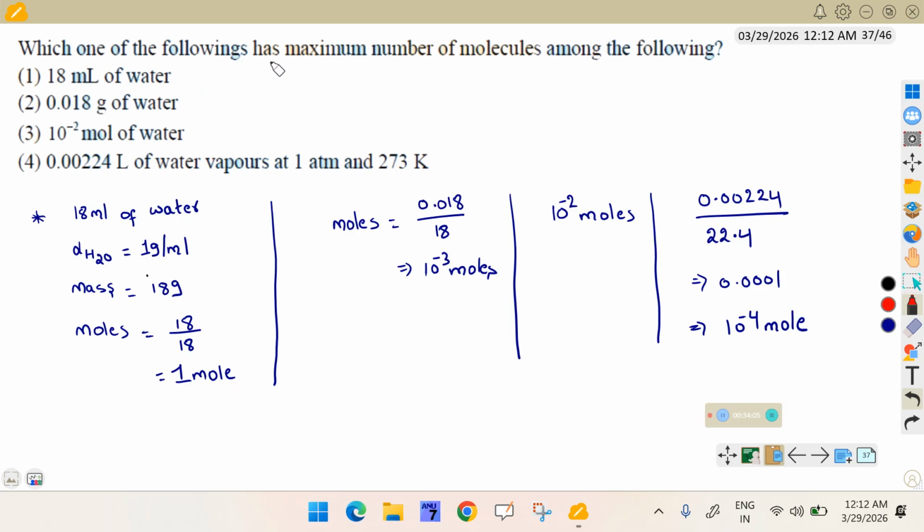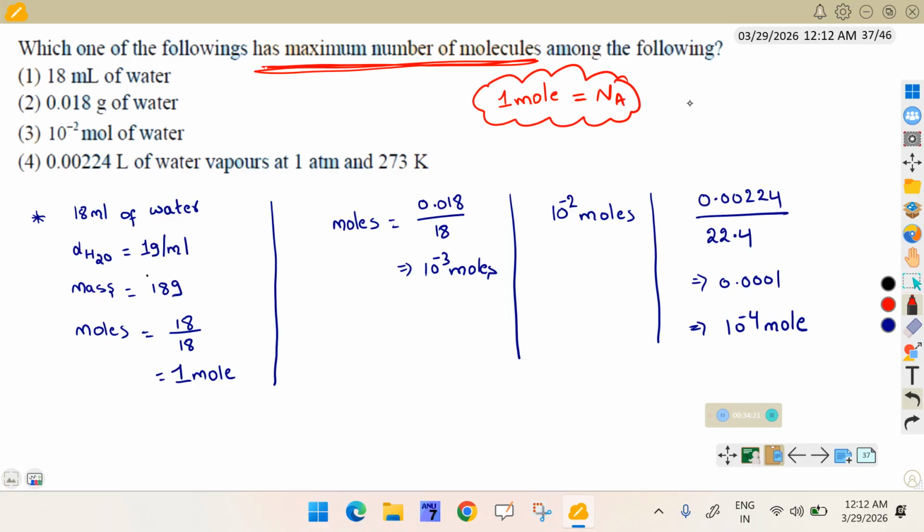Which one of the following has maximum number of molecules? We know that according to the mole concept, 1 mole contains Avogadro number of molecules. That means number of moles is directly proportional to number of molecules. First one is given as 18 ml of water.